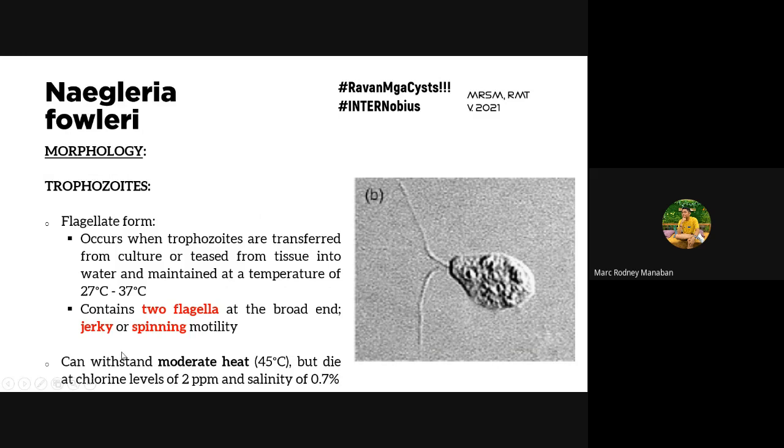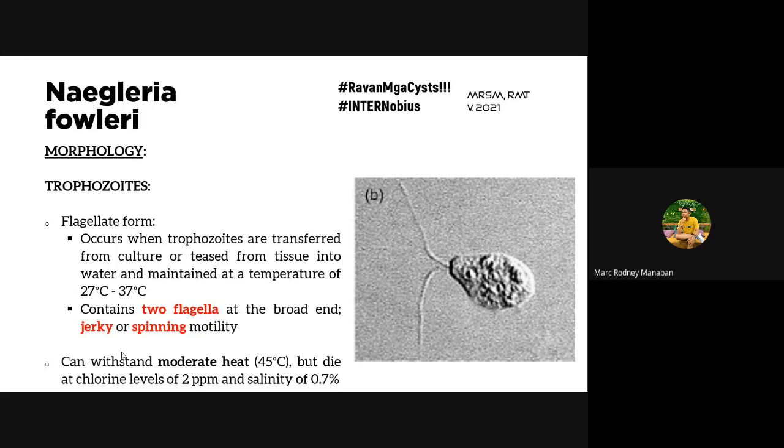Again, the flagellate form is seldom recovered in humans, and is usually seen in the environment. And in the environment, the flagellate form of Naegleria fowleri assists in the transfer of Naegleria fowleri from one body of water to another or from one environment to another. Because again, the flagellate moves faster. So it can go faster to different places in the environment. So it can transfer from one body of water to another. Okay, so that's the flagellate form.